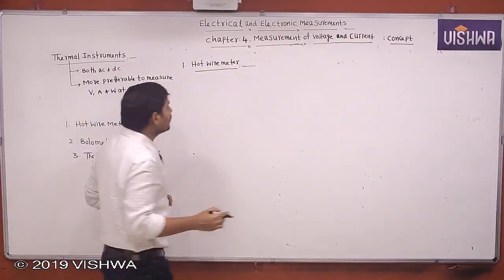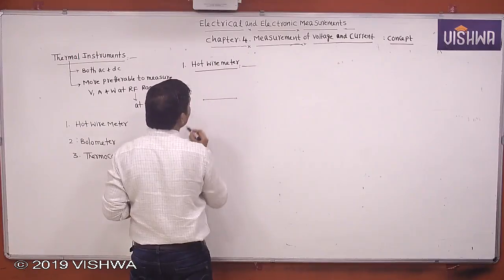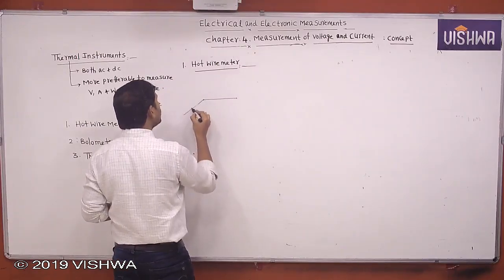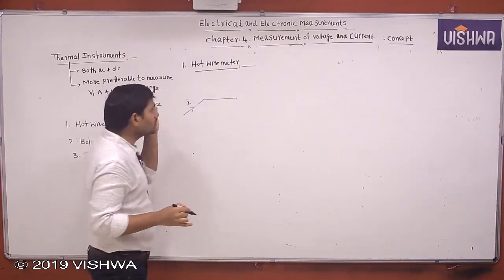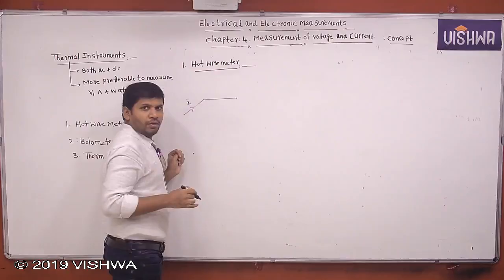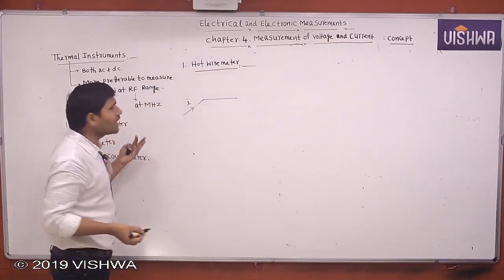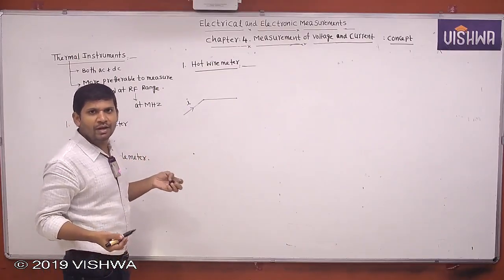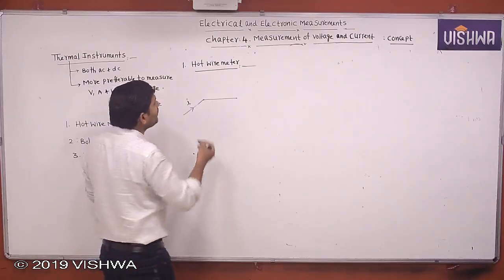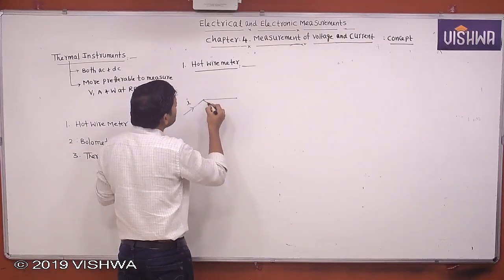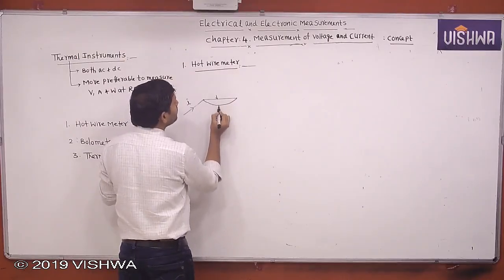Hot wire meter means a wire is stretched between two contacts and a current is allowed through this wire. Whatever the current we are measuring, that current is allowed through this wire. Thermal instruments work on the principle of thermal effect or temperature effect. Whenever current is allowed through this wire, because of the heating effect, a sag is formed.